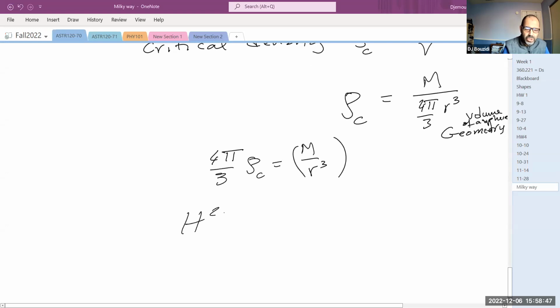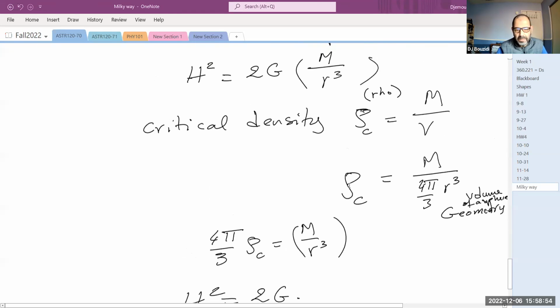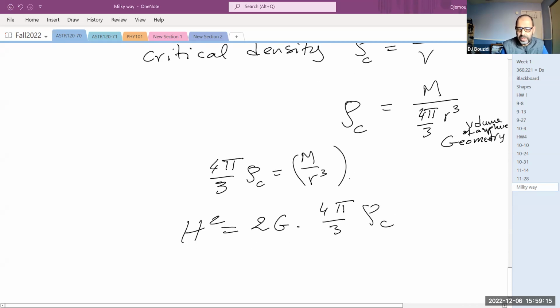So we ended up with an h squared from the previous one equals to 2g times m over r cubed, the mass of the universe divided by how big it is, divided by the radius of the universe to the power 3. But the mass over the radius cubed is nothing but 4 pi over 3 times the critical density. So from here, we can pull the critical density. 2 times 4 is 8. So I will have 8 pi g times the critical density divided by 3.